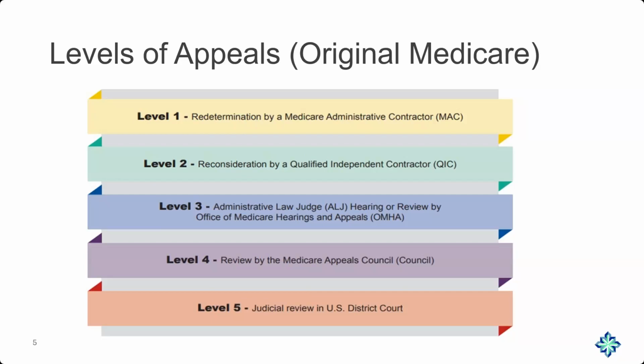Now, although there are 5 distinct levels in the Medicare appeals process, the redetermination, which is level 1, is the only level in this process that the MAC performs, and that is what we are going to focus on today.